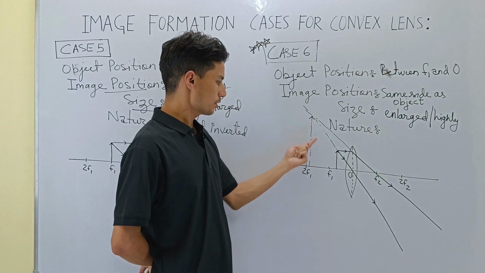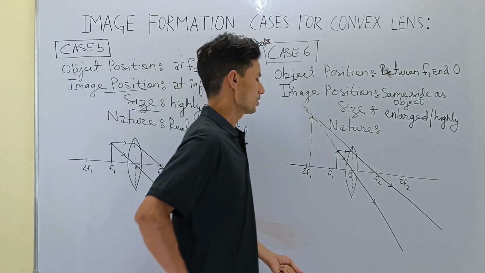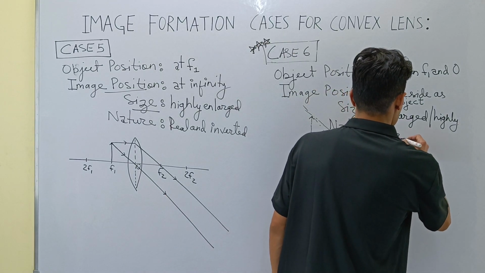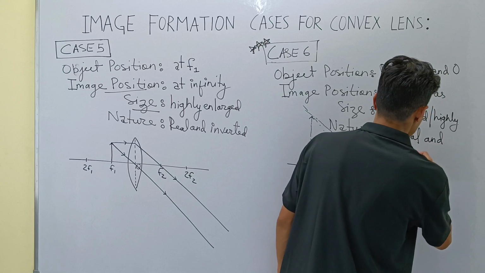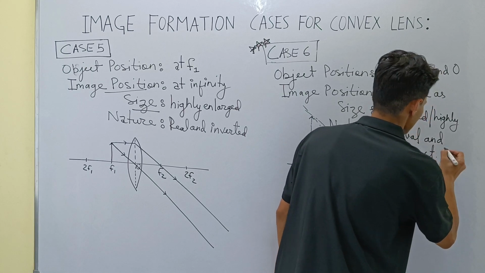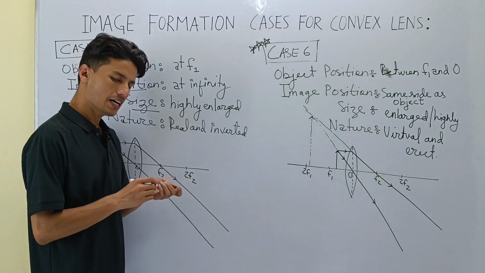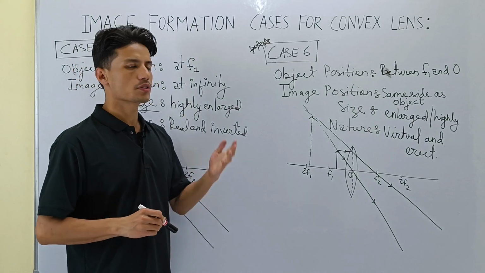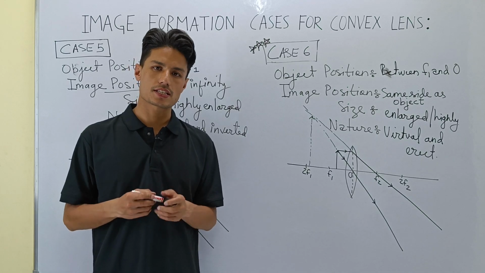And then look at it, this is an erect image. So virtual and erect. So this is the sixth case, and this was the last case. For convex lenses we have 6 cases, and we have discussed all the 6 cases.